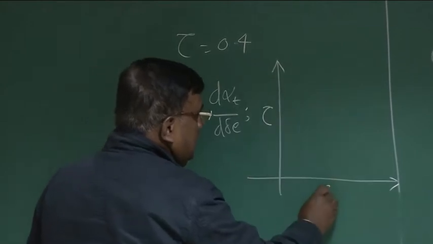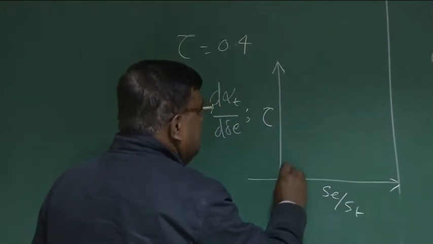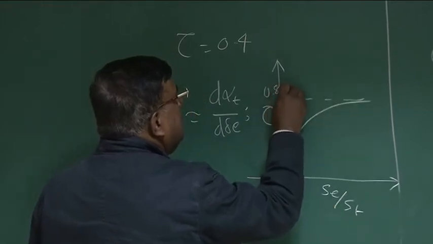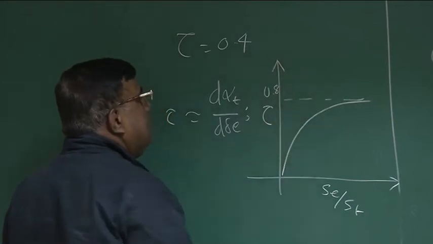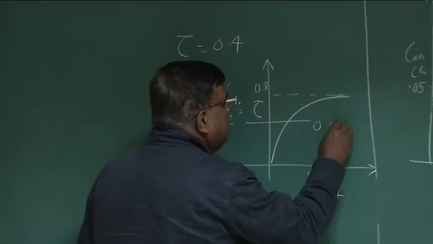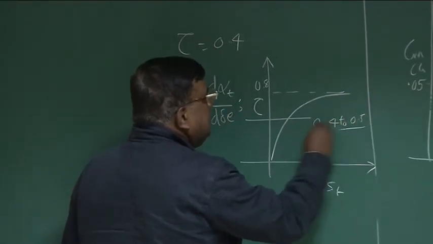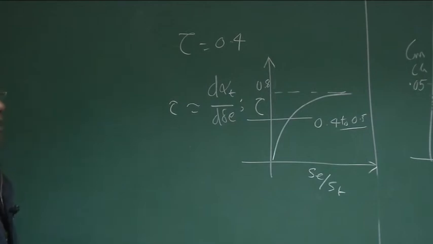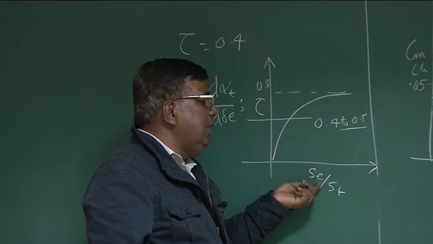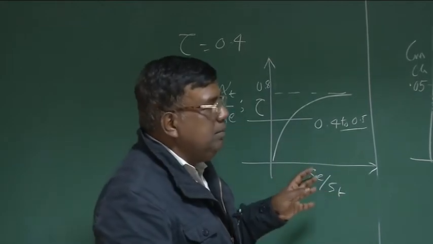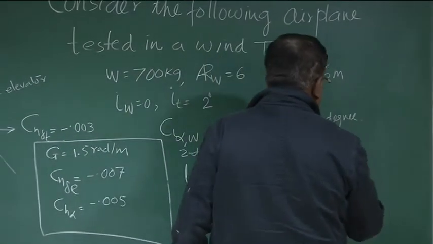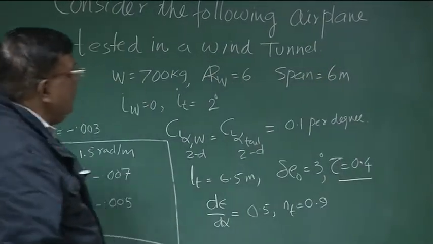This is tau, this is AC by ST, and it will be something like this. Maximum value will be 0.8 to 1. Let's say practically 0.8. And typical value lies between 0.4 to 0.5, or 0.6 sometimes. So that one can find out empirically if I know what is the elevator area and what is the tail area. So for this problem, this whole exercise has been done, and you are given tau as 0.4. Now comes d epsilon by d alpha.